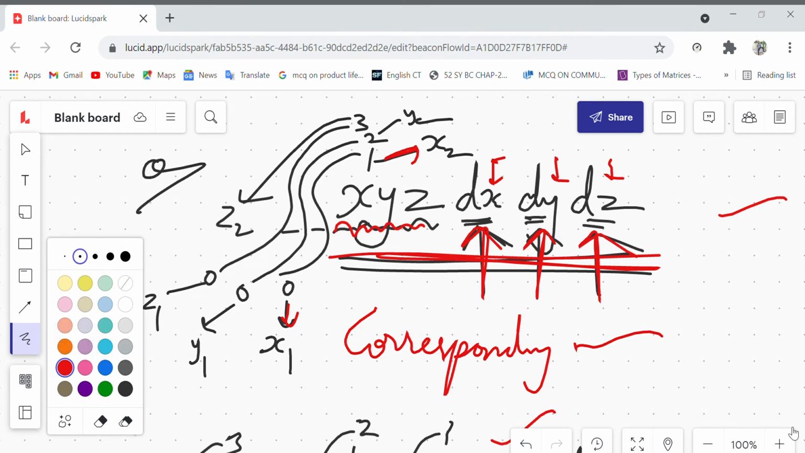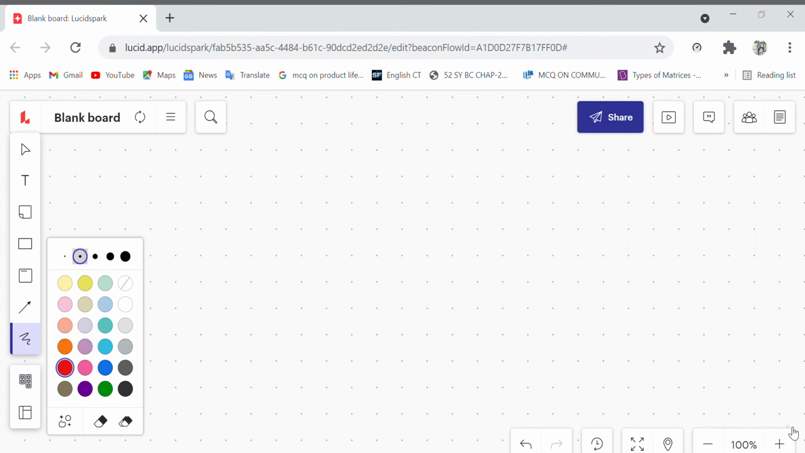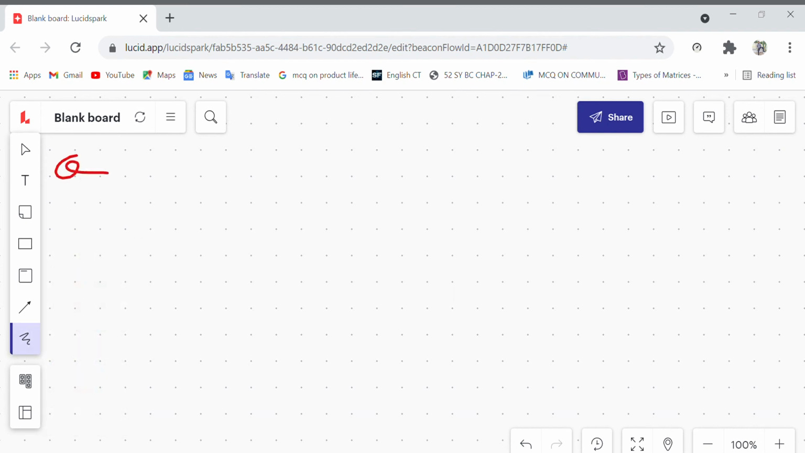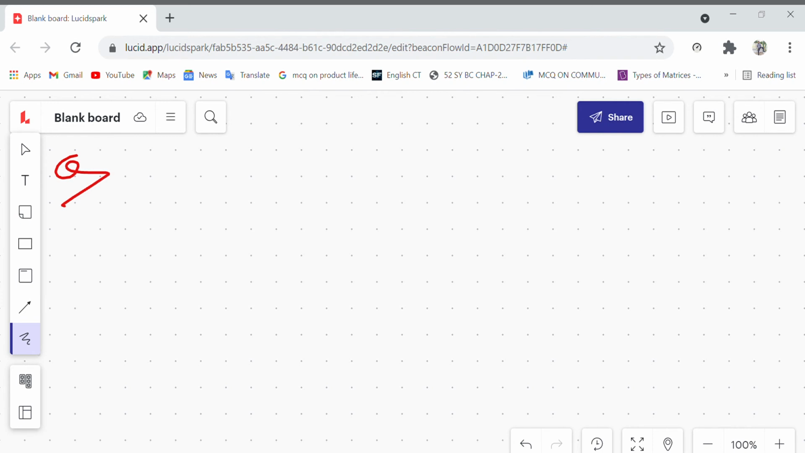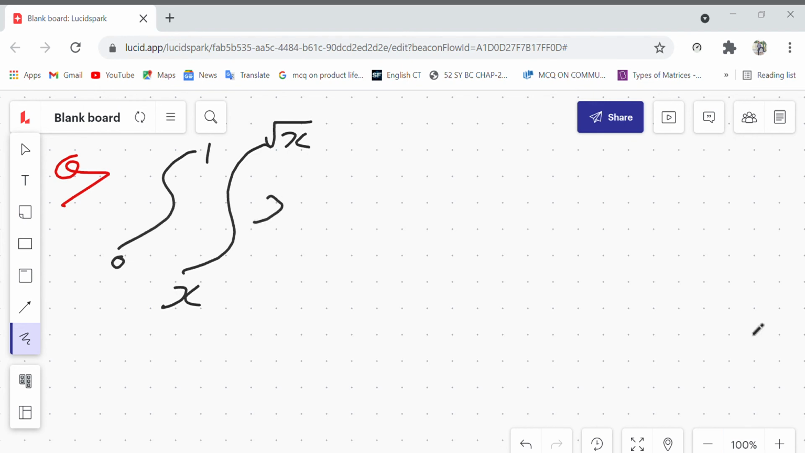Keep it clear. Then this one. Okay, sorry. Okay, no problem. Let's move ahead with the complex one. So this is 0 to 1. This is x. This is root x. xy bracket x plus y, dx and dy.